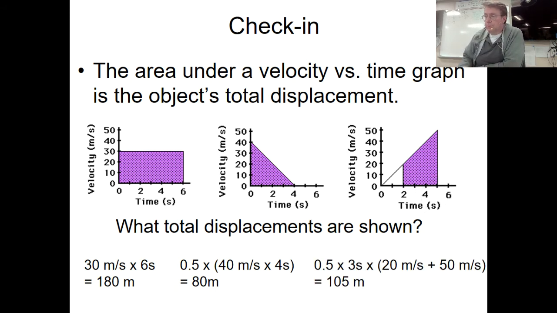All right, so the method shown is taking the trapezoid equation. So we take the width of 3 seconds and then the average of the two heights. So it's 20 and 50, which would be 70. The average is 35. So it works out to be 3 times 35, which is 105 meters of displacement.